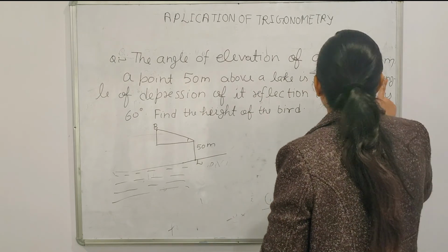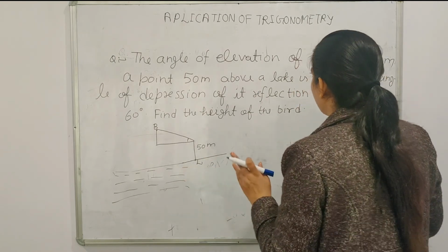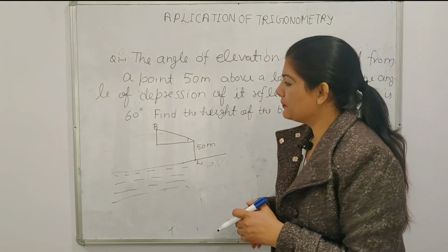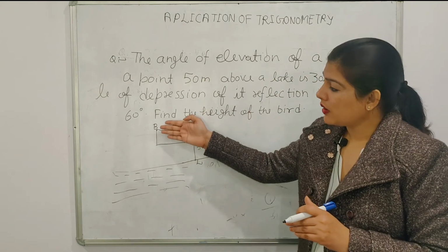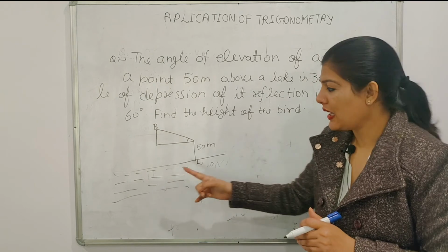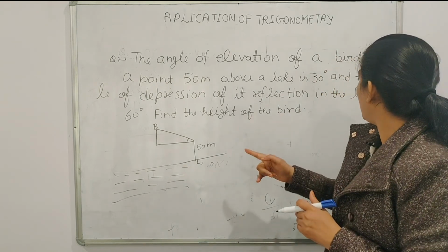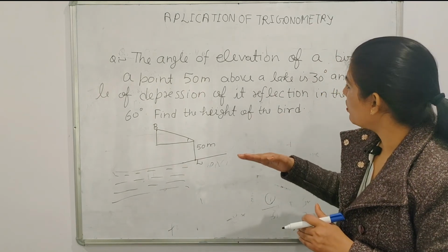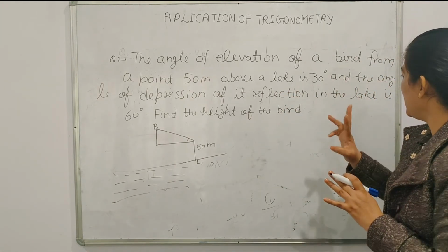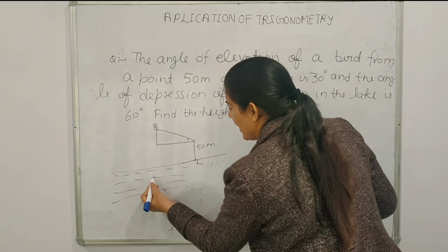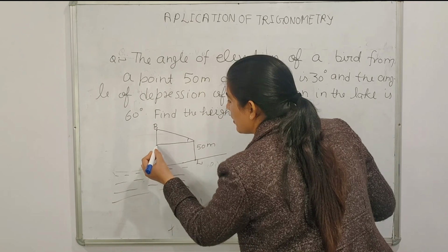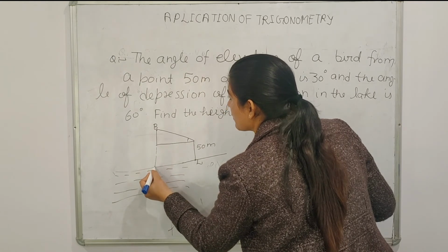So, the angle of depression of the reflection in the lake is 60 degrees. So the image of B lies just below the bird B. It lies in the lake. How many meters below? It is not given, I think. 50 meter above the lake, the depression of the reflection in the lake. Suppose it lies here, because on the surface we are going into the lake.